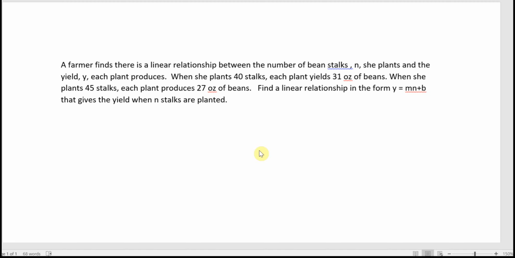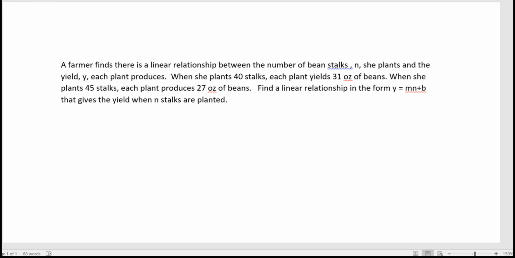Okay, so this is question 13 in problem set 5, one similar to it. The question is that a farmer finds that there's a linear relationship between the number of beanstalks N she plants and the yield Y each plant produces. When she plants 40 stalks, each plant yields 31 ounces of beans. When she plants 45, each plant yields 27 ounces of beans. Find a linear relationship in the form Y equals Mn plus B that gives the yield when the stalks are planted.